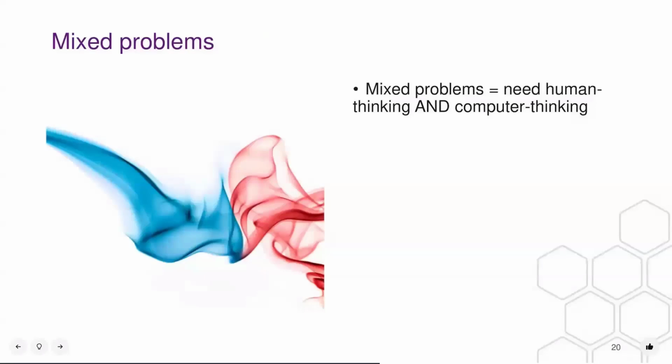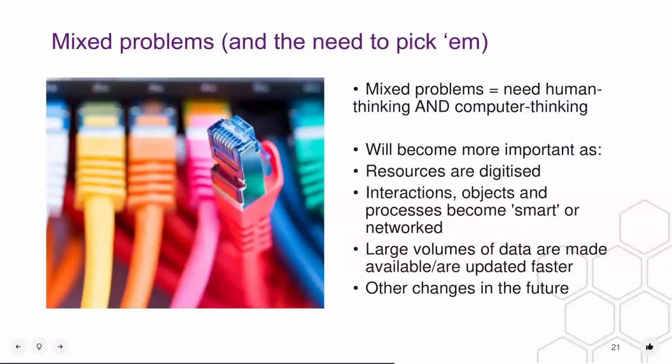And finally, you're going to need a problem that requires these CSS skills, and that is a mixed problem. So one that's going to require that blend of social science thinking and computer science thinking. So let's talk about this a little bit more.